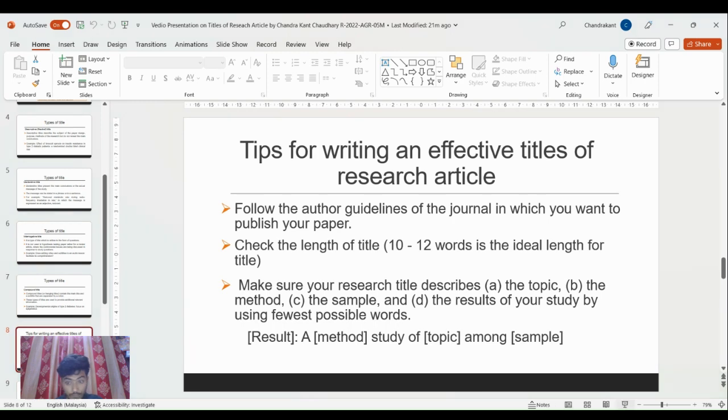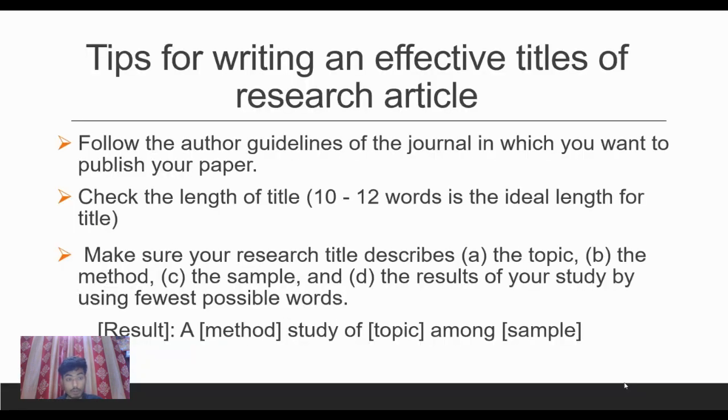In this slide, we are going to discuss tips for writing an effective title of a research article. To make an effective title of a research article, first of all, you have to follow the author guidelines of the journal in which you want to publish your paper. Then after, check the length of the title. Generally, 10 to 12 words is considered the ideal length for a research title.